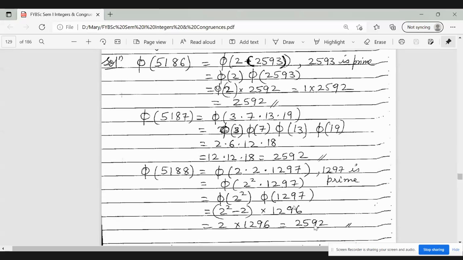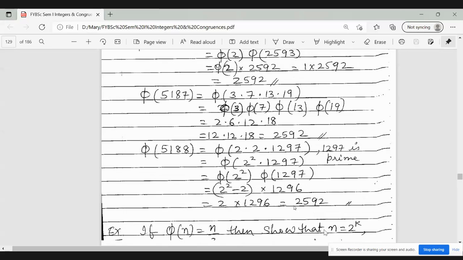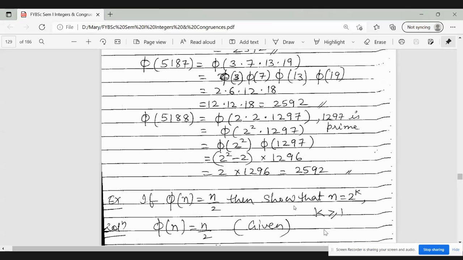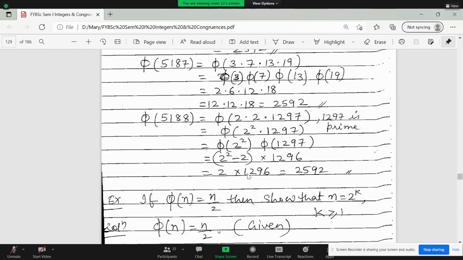Next is 5188. 5188 will be phi of 2 into 2 into 1297. 1297 is prime. So you are getting phi of 2 square, phi of this. Phi of 2 square is 2 square minus 2, so 2, and 1296, since 1297 is prime. So here also we are getting 2592. So all these 3 numbers have the same phi of n.